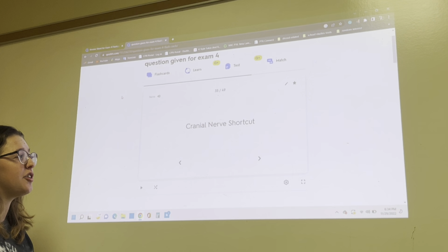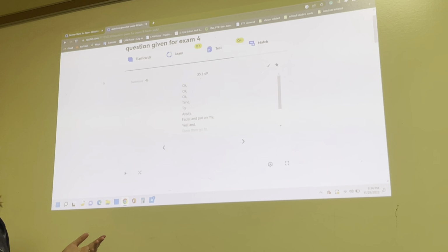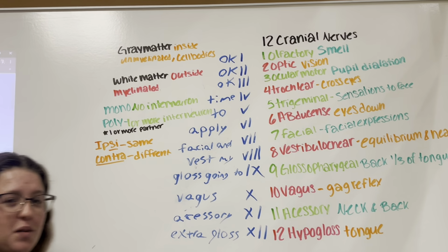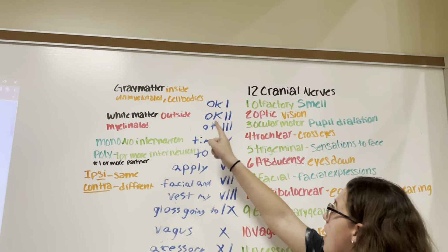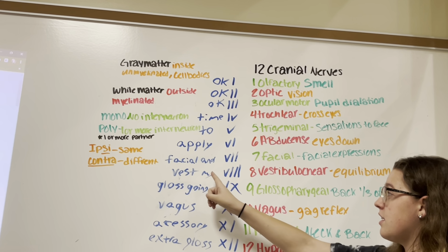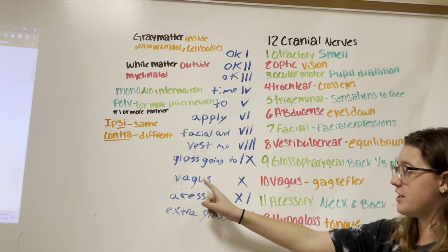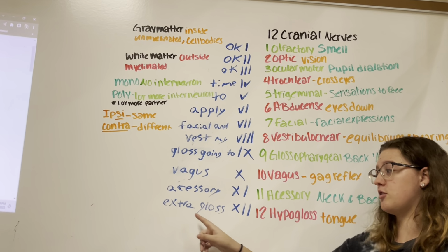Alright. Cranial nerve shortcut. So this is how we remember the order of the cranial nerves. I'll walk over here. So this is what we put. Okay. Time to apply the facials and put my vest on. My gloss. I'm going to Las Vegas. Put on my accessories and put in some extra gloss.